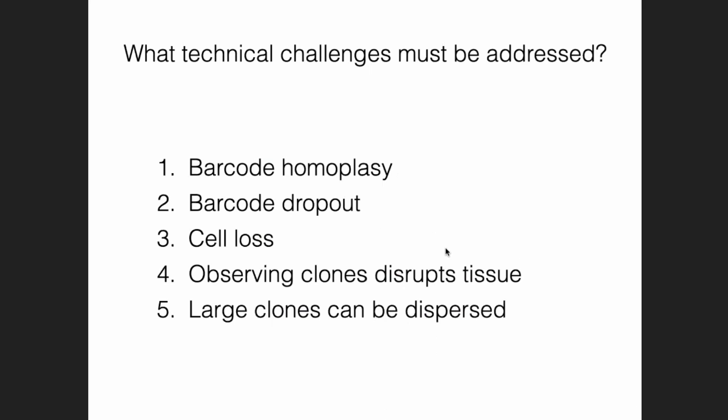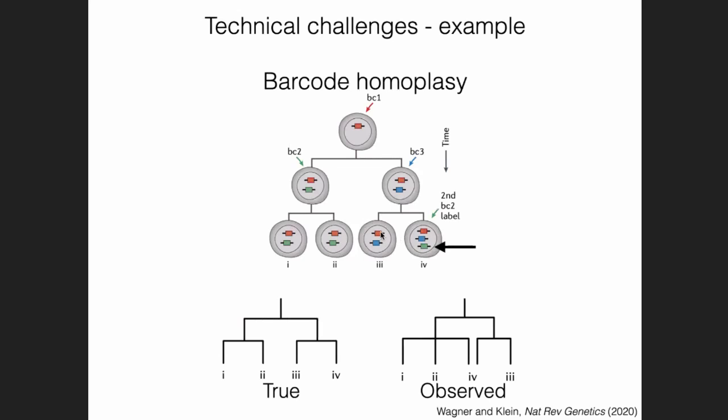So what technical challenge would we have to address in order to derive these maps? One problem is known as barcode homoplasy, which is that different clones can acquire the same barcode. We can also have situations where we lose barcodes, where we lose cells from a clone. There are many tissues where we cannot resample the clone multiple times, so we only get to look at the clone once. And then there's the issue that the larger the clone is, the more it tends to be dispersed across multiple tissues. It's very practical. So just to zoom in here, what do we mean by barcode homoplasy?